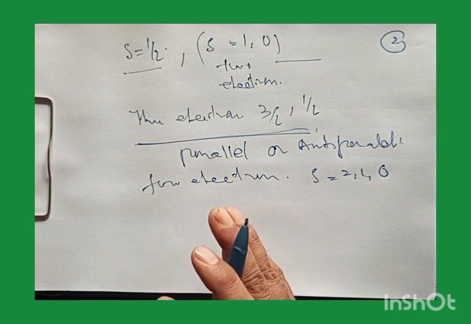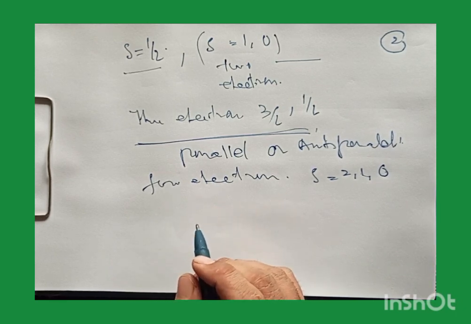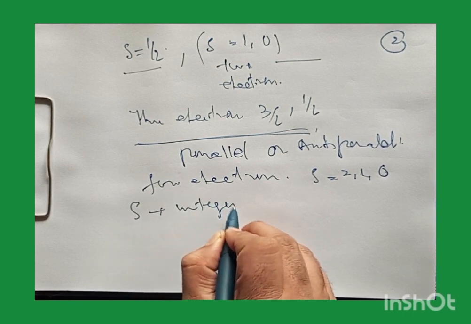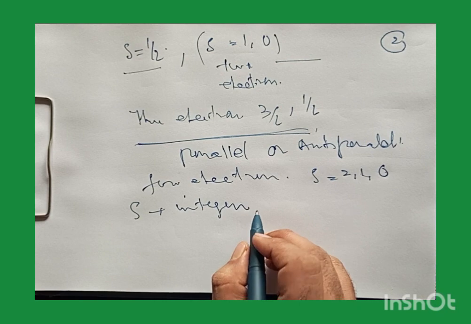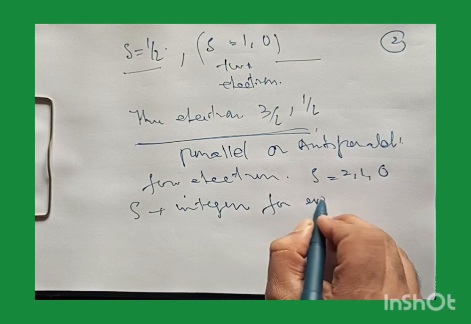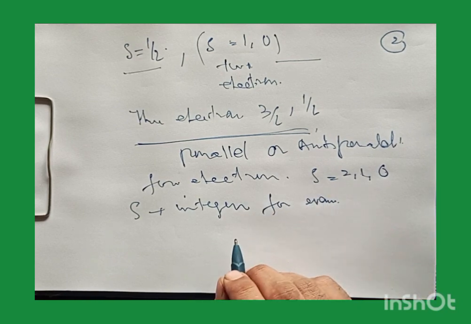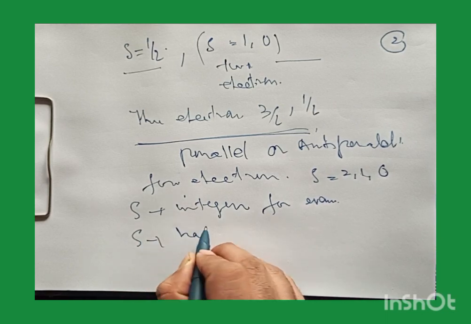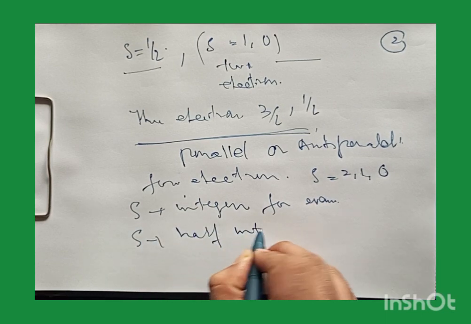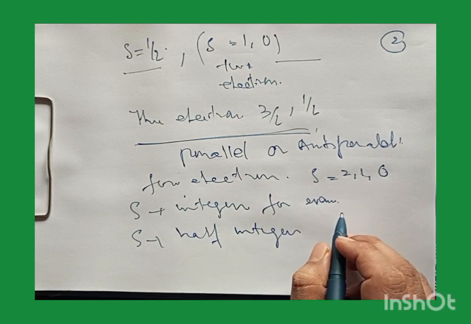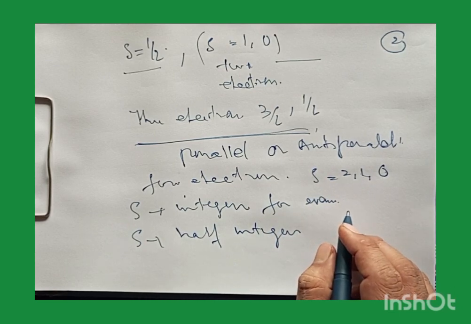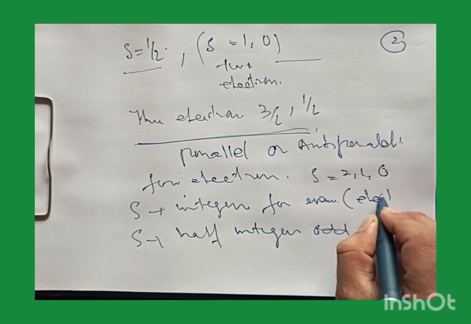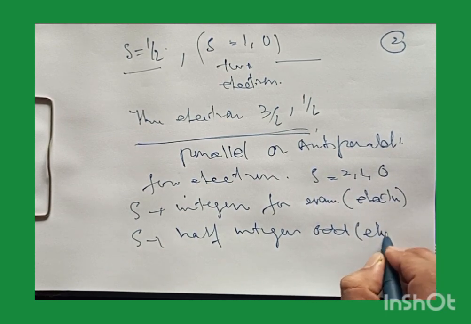So thus I can say that this S is an integer for an even number of electrons, and it is half integer for an odd number of electrons. Quite clear, very simple. This is even electrons, this is odd number of electrons.